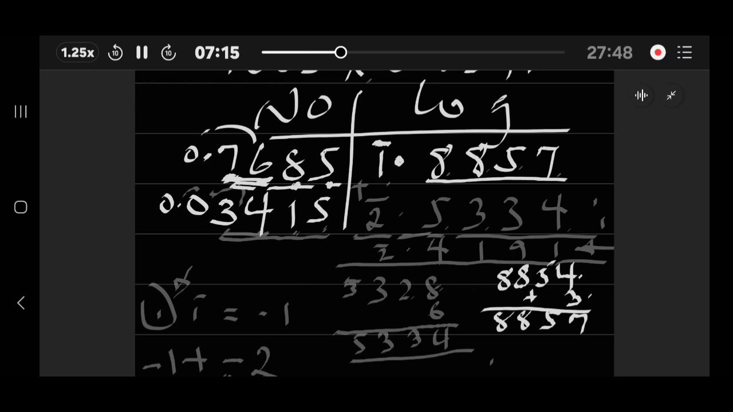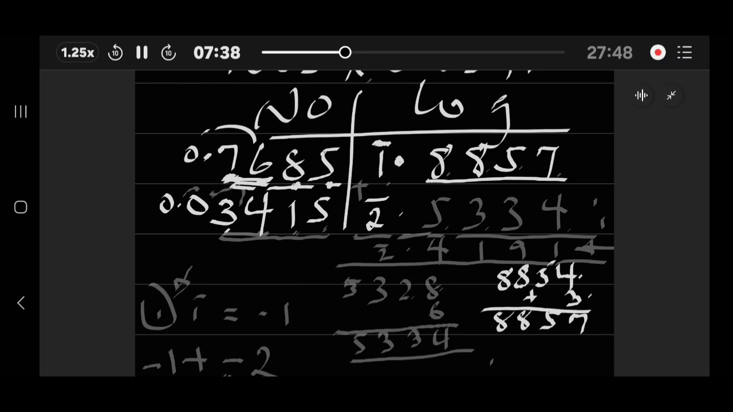0.03415. The first thing, as usual, is to get our integer. What will now be our integer? Our integer will be bar 2. What makes it bar 2? Because from this decimal, we are going to move this decimal 2 times for it to fall after the first significant figure. This is the first significant figure.